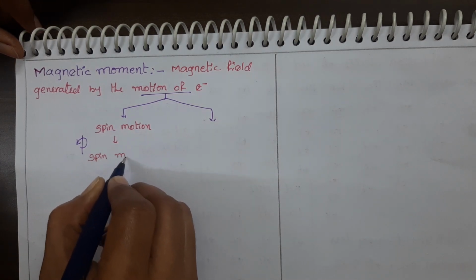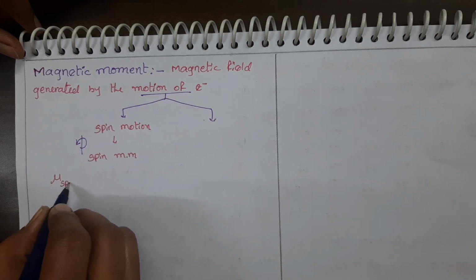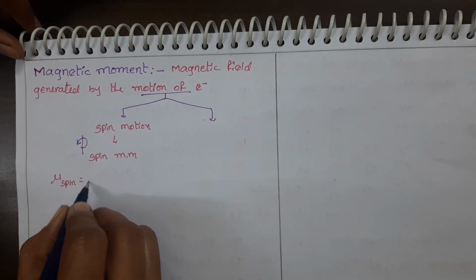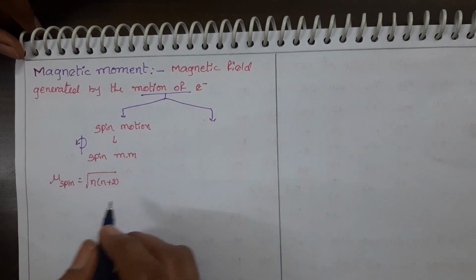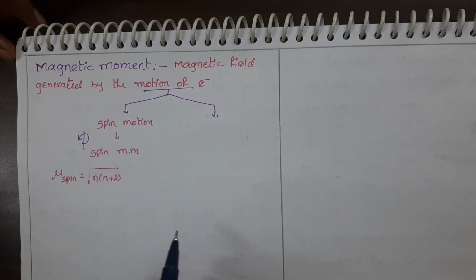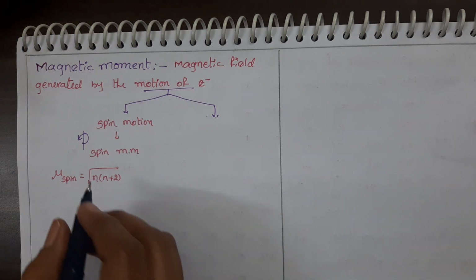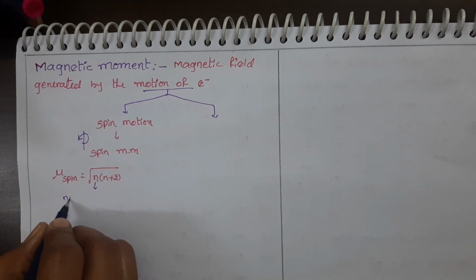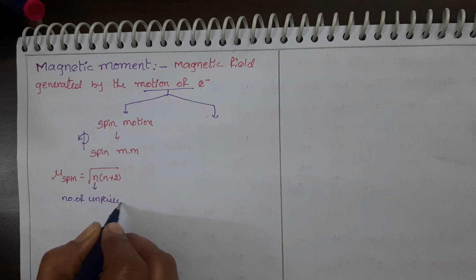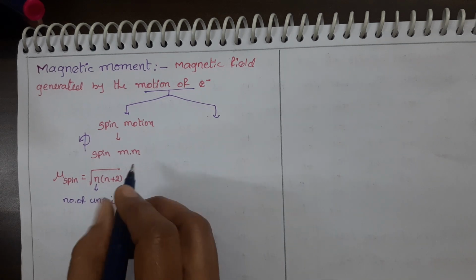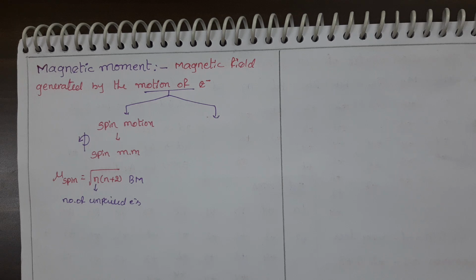Due to this spin motion, it can have a spin magnetic moment. The formula for the calculation of spin magnetic moment is mu spin equals square root of n into n plus 2, where n is the number of unpaired electrons. The unit for this magnetic moment is Bohr magnetons.